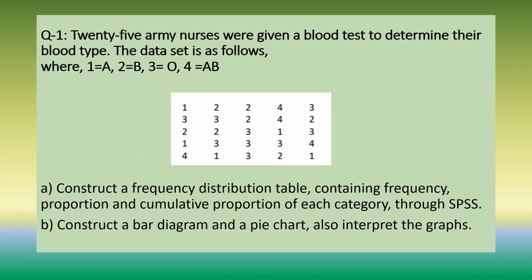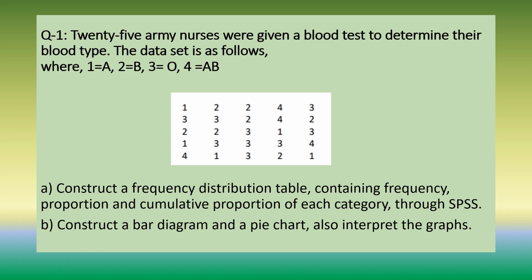Question 1. 25 army nurses were given a blood test to determine their blood type. The data set is as follows, and the codes of the blood groups are: code 1 means blood group A, code 2 means blood group B, code 3 is blood group O, and code 4 is blood group AB. The data set is given in coded form.